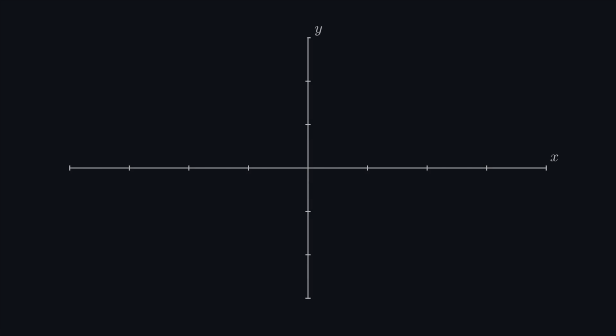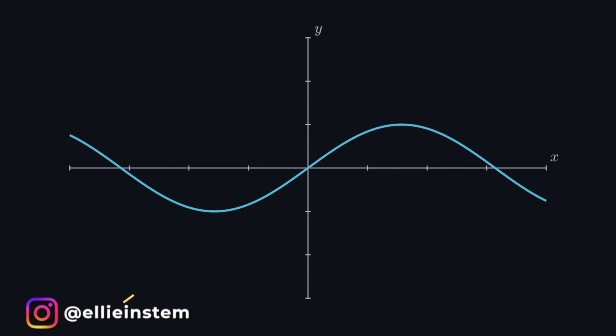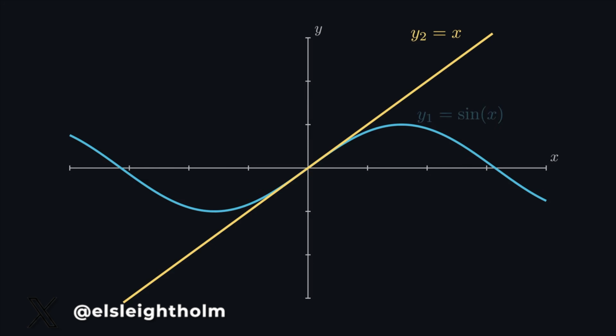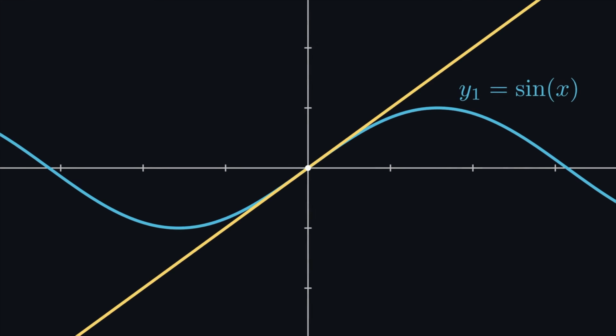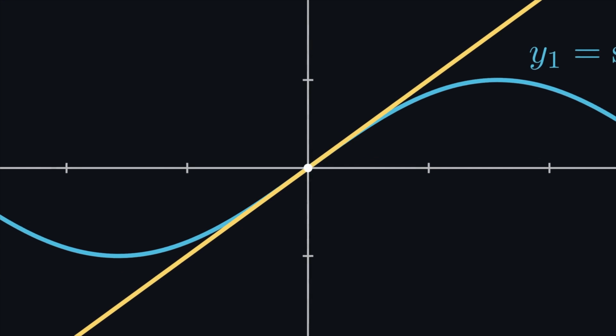We can actually see this for ourselves when plotting the graph for both of these functions. First, we plot y1 equals sine x, and secondly, y2 equals x. Of course, we can clearly see here that the approximation is actually really accurate around the point 0, 0.